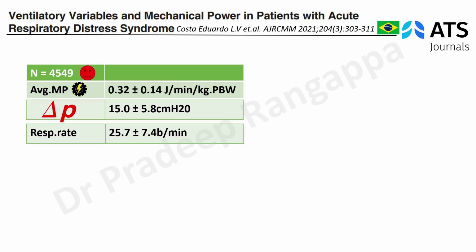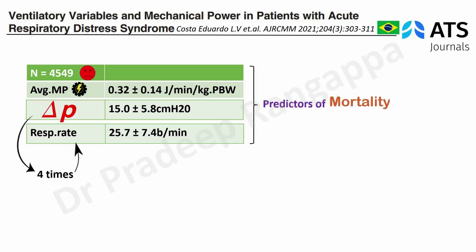And what they showed in this study was, these were the predictors of mortality, and the driving pressure's effect was 4 times that of respiratory rate. So this is a very important message that came, which tells that the driving pressure has a much more profound effect than the respiratory rate. So the effect is 4 times as impactful as that of respiratory rate, which means the driving pressure is 4 times more effective than the respiratory rate.